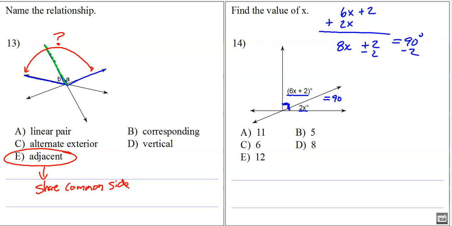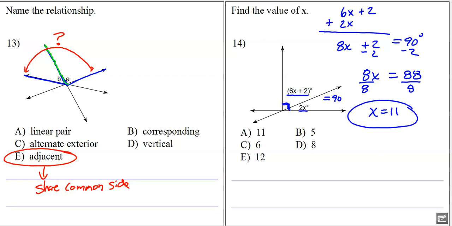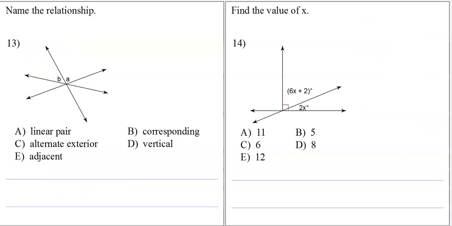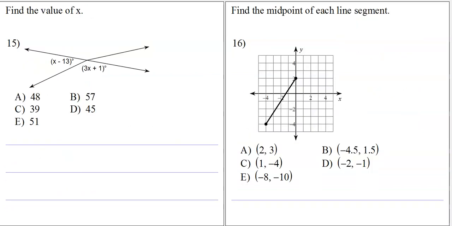Then I just solve it. I subtract 2 from both sides, which is 88. And then I divide both sides by 8, and I get x equals 11. You could always just plug and chug too. You could always just stick numbers in there until they add up to 90. Might be a little slower. I don't really recommend it, but if that's all you got, bring what you got.